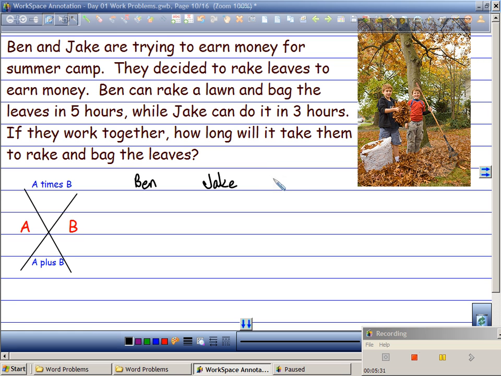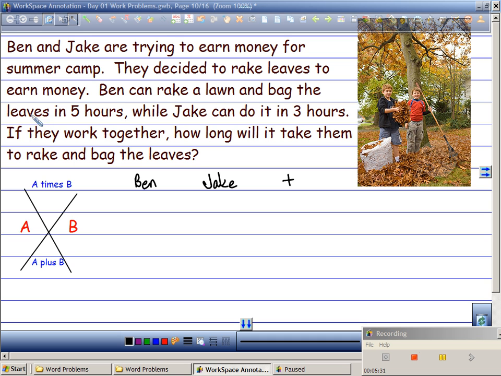And what do we want to write for together? Plus. Oh, okay, that's a good idea. Plus. Jake, and we'll say Ben and Jake. Okay, so Ben and Jake are trying to earn money for summer camp. They decide to rake leaves to earn money.